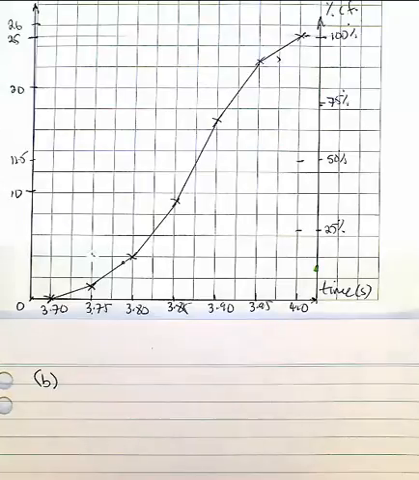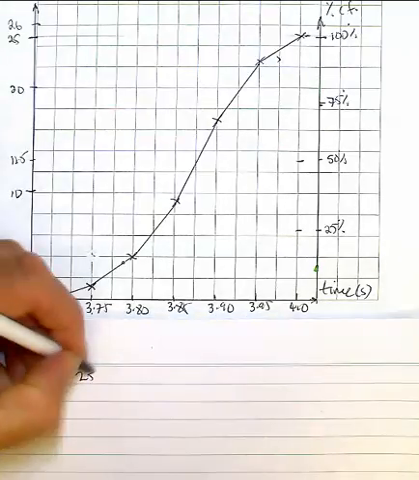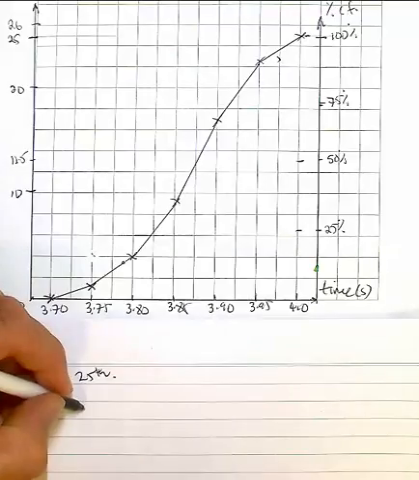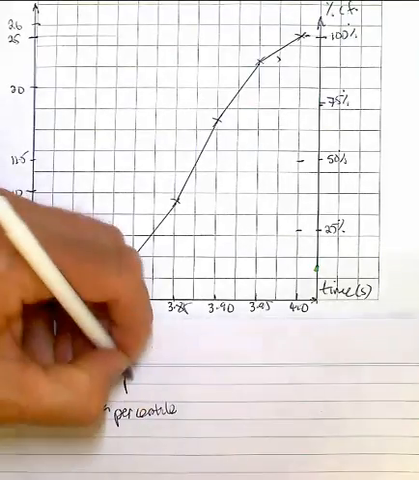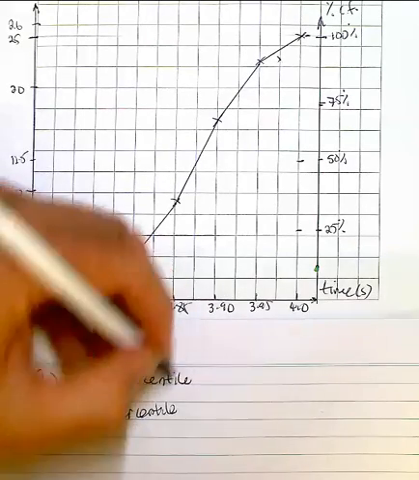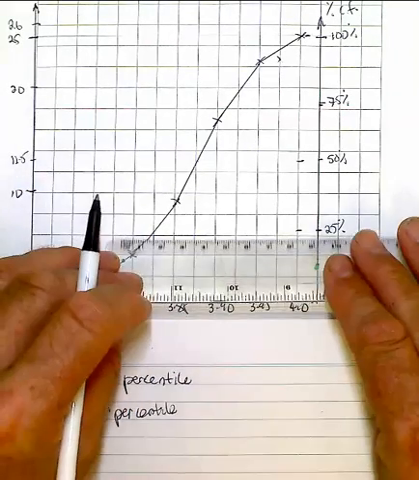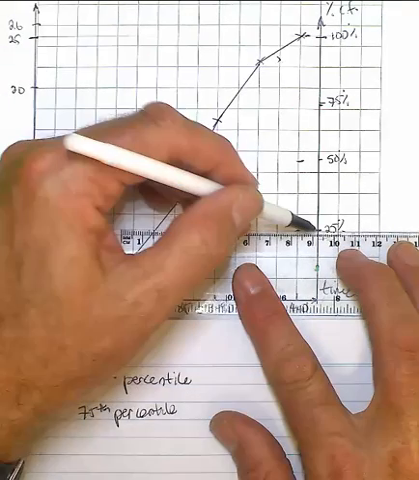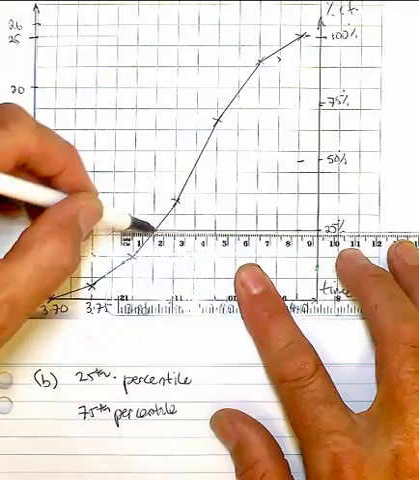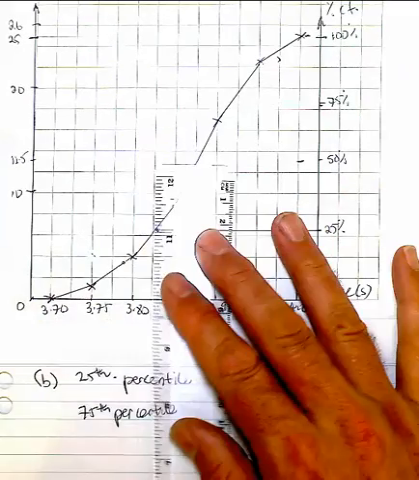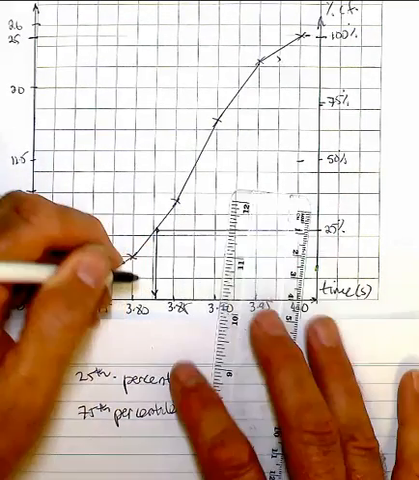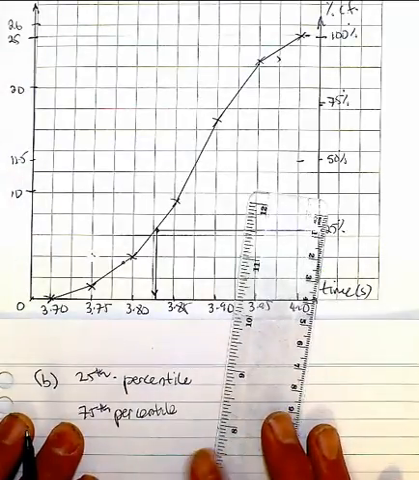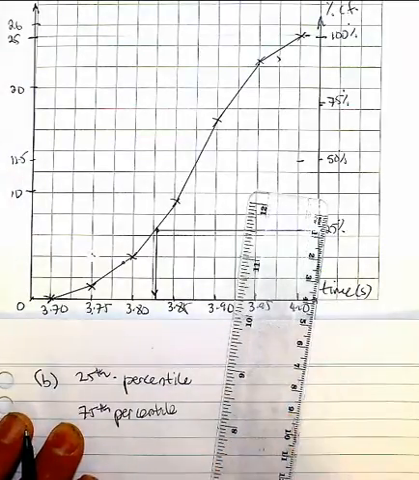Continuing on now, in part B I'm asked to find the 25th percentile and the 75th percentile. The figures I find will be approximations, so I rule across from the 25% or 25th percentile, hit the ogive, and then read down to the groups of score axes. So it will be a bit of an estimation. I seem to be around about 3.82, I'll call it 3.83.